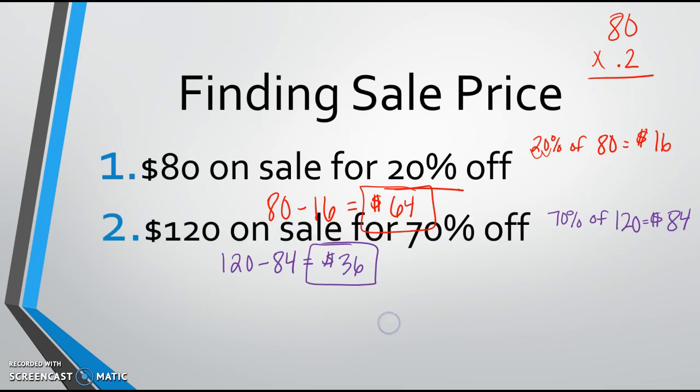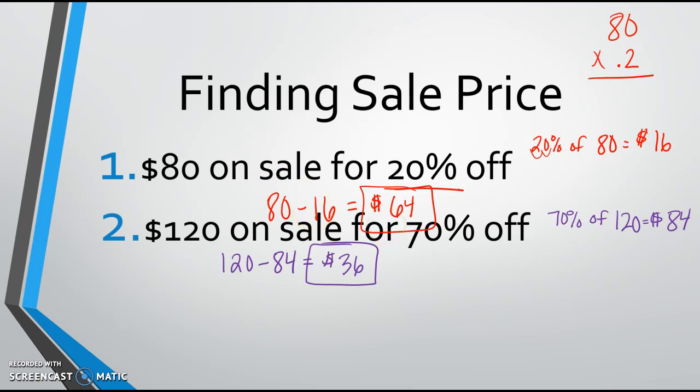So we had two problems yesterday. One was an $80 item on sale for 20% off, excuse me. And so we found 20% of our $80, which gave us 16. And so that was the amount of money that we actually got off of the item. So it was an $80 item and we subtracted 16 from it, giving us $64.